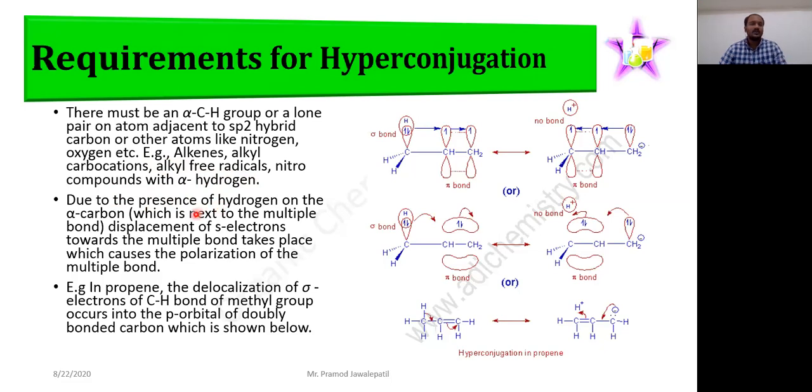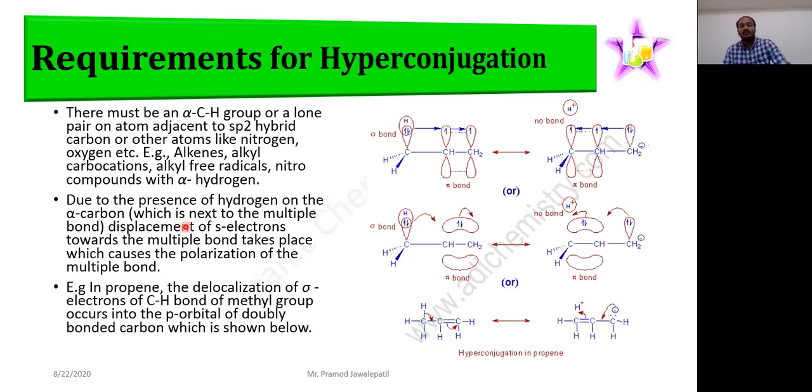Friends, due to the presence of hydrogen on the alpha carbon, which is next to the multiple bond, displacement of sigma electrons towards the multiple bond takes place, which causes polarization of the multiple bond. Due to this, the carbon-hydrogen sigma bond electrons take part in conjugation. That's why the polarity of that molecule also changes, and that affects the polarization of the molecule.